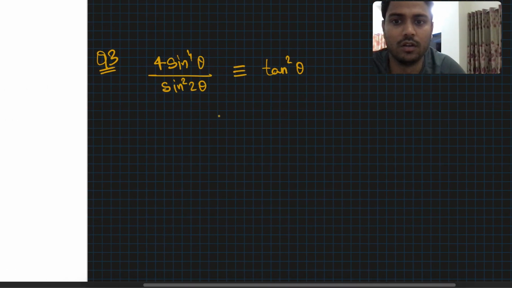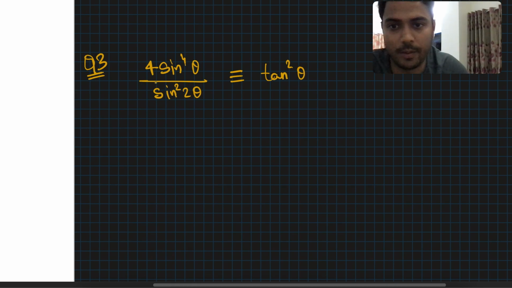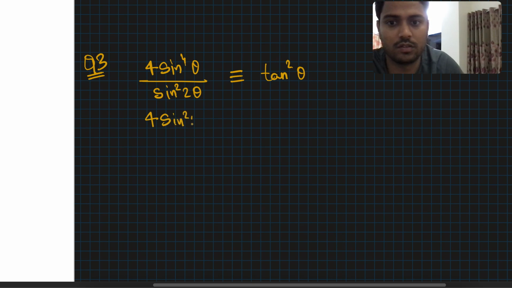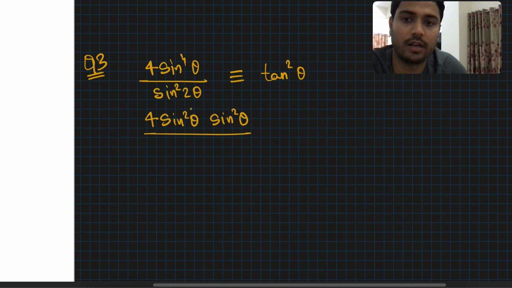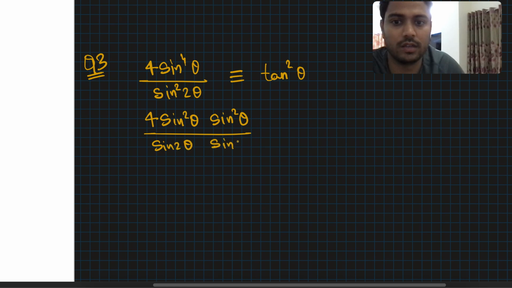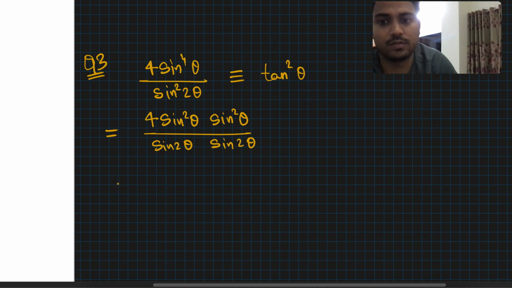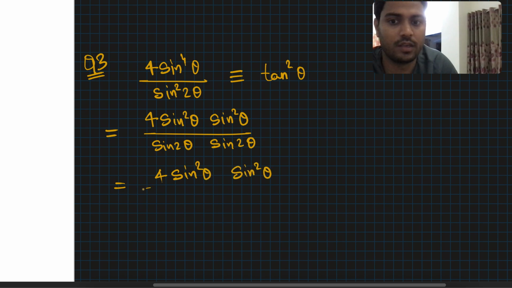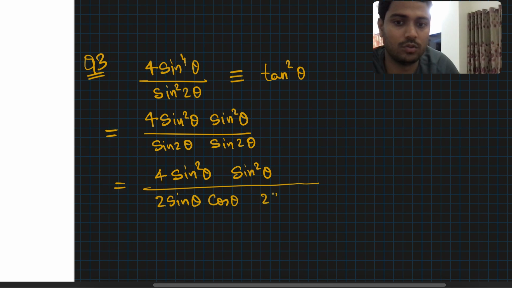Tan square theta. So okay, 4 sine 4 theta can be written as 4 sine square theta into sine square theta, and sine square 2 theta can be written as sine 2 theta multiplied by sine 2 theta. The numerator will be as it is, sine square theta multiplied by sine square theta. The expansion of the denominator will be, sine 2 theta is 2 sine theta cos theta, 2 sine theta cos theta, and sine 2 theta is again 2 sine theta cos theta.